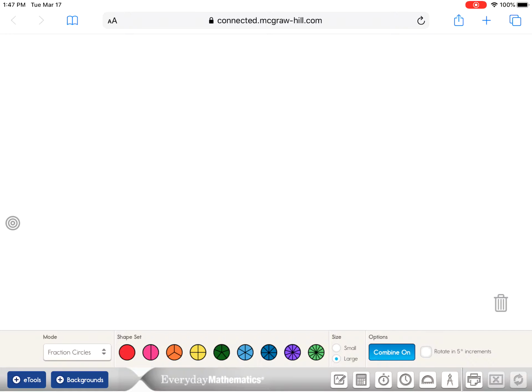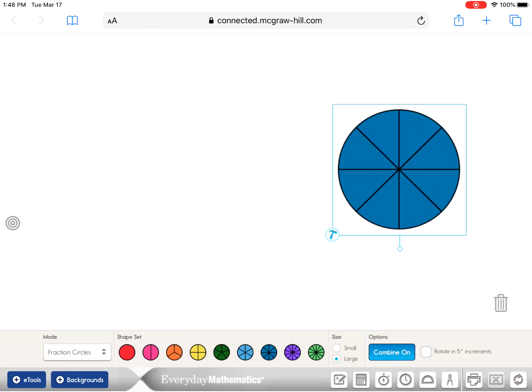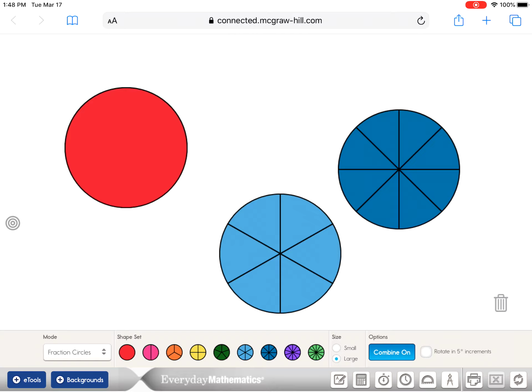Great. So I'm going to pose a few questions using our fraction circles. Notice that I have my fraction circles ready to go at the bottom. So I'm going to pull out my eighths, which are this color. I'm going to move them up. I also want sixths, which look like that. And I also want my whole, which is red.